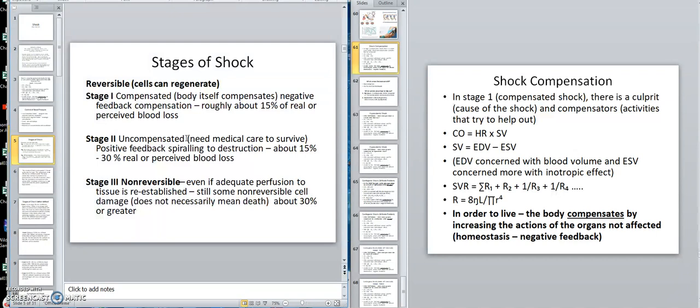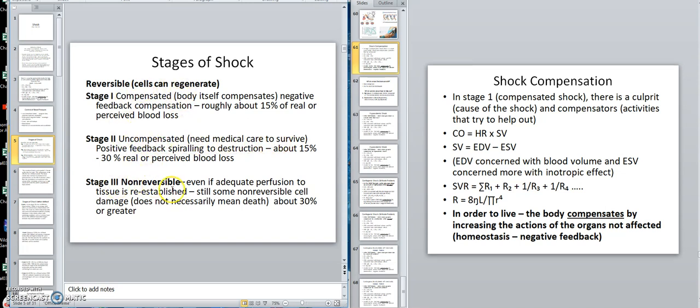So it starts getting weak. When it gets weak, the blood pressure goes down. The more the blood pressure goes down, the less blood to the heart. And vice versa. So it's a positive feedback spiraling down to destruction, uncompensated. But where's the reversible? If we can bring it back in sufficient time, you haven't lost any organs. They'll come back too. But what you're going to need here is medical intervention. See, in stage 1 you didn't because the body's doing it. But here you're going to need medical intervention. That's stage 2, but it's still reversible.